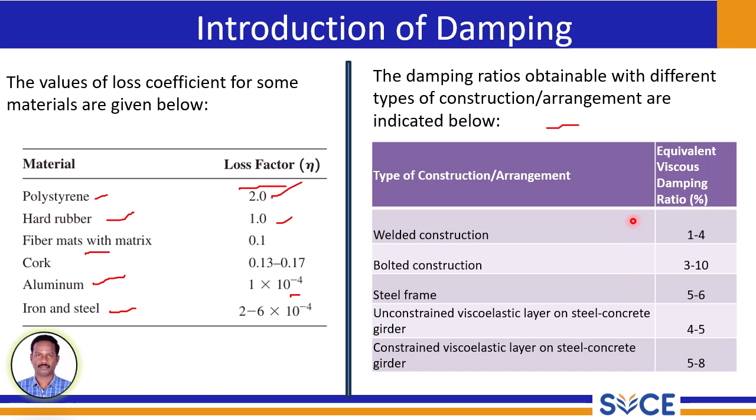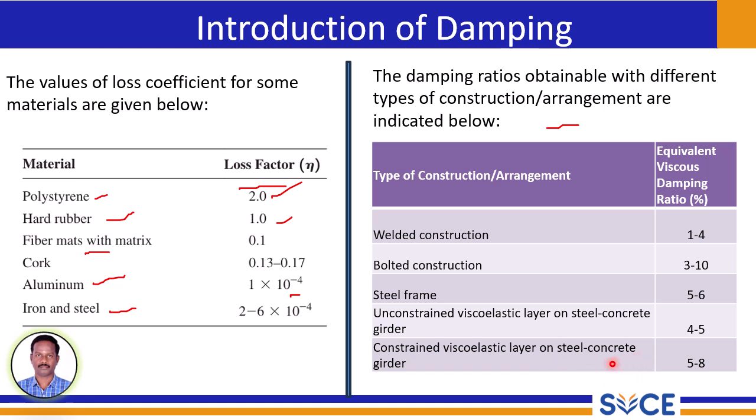Finally, we see the impact of viscoelastic materials in conjunction with structural elements. An unconstrained viscoelastic layer on a steel concrete girder can provide damping ratio of 4 to 5%. However, when a constrained viscoelastic layer is used, as we discussed earlier, the damping performance is enhanced, resulting in the damping ratio in the range of 5 to 8%.